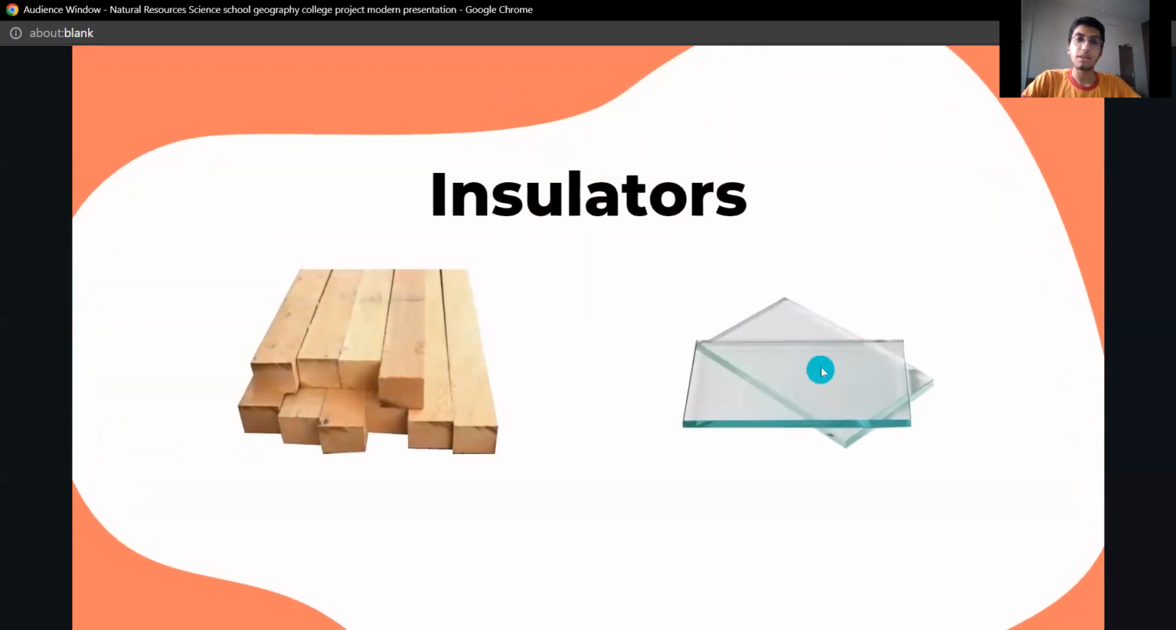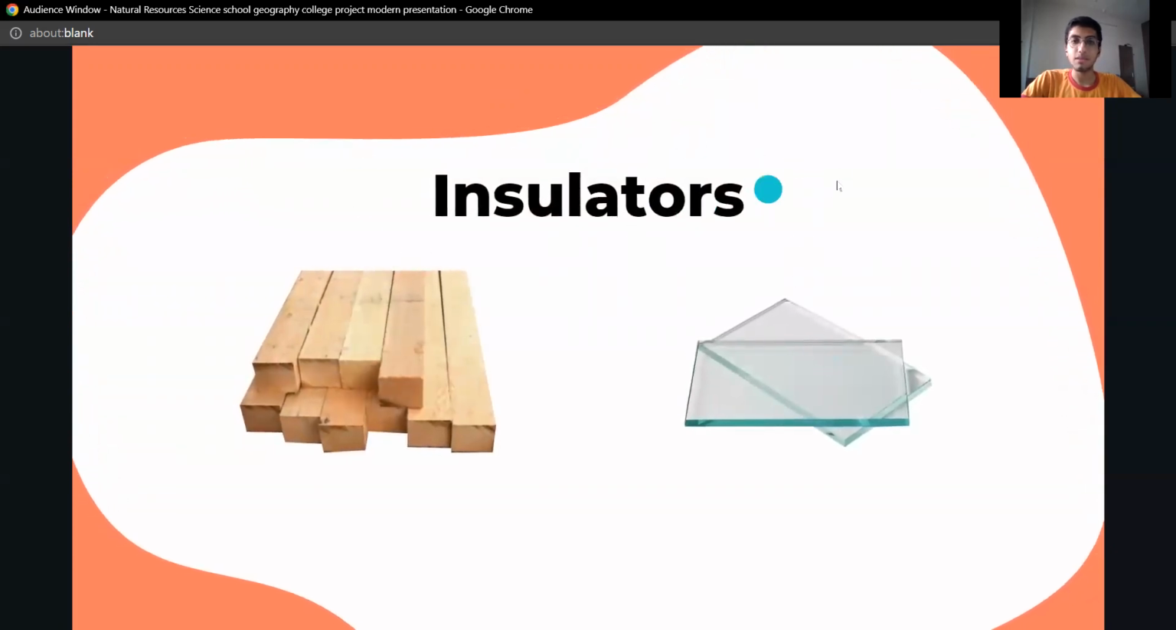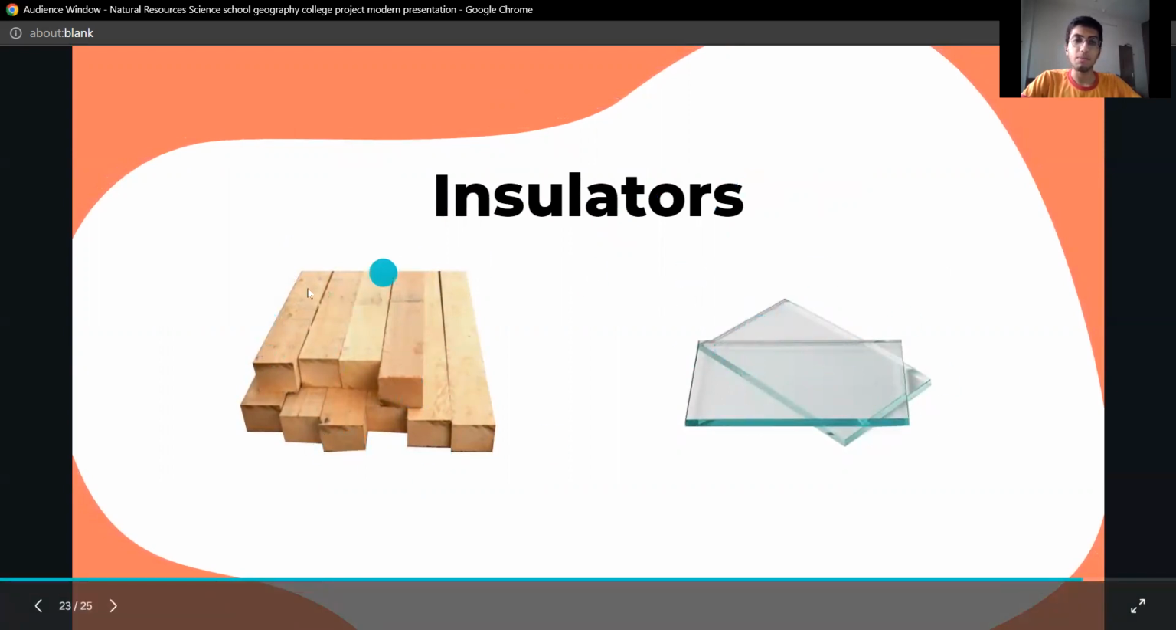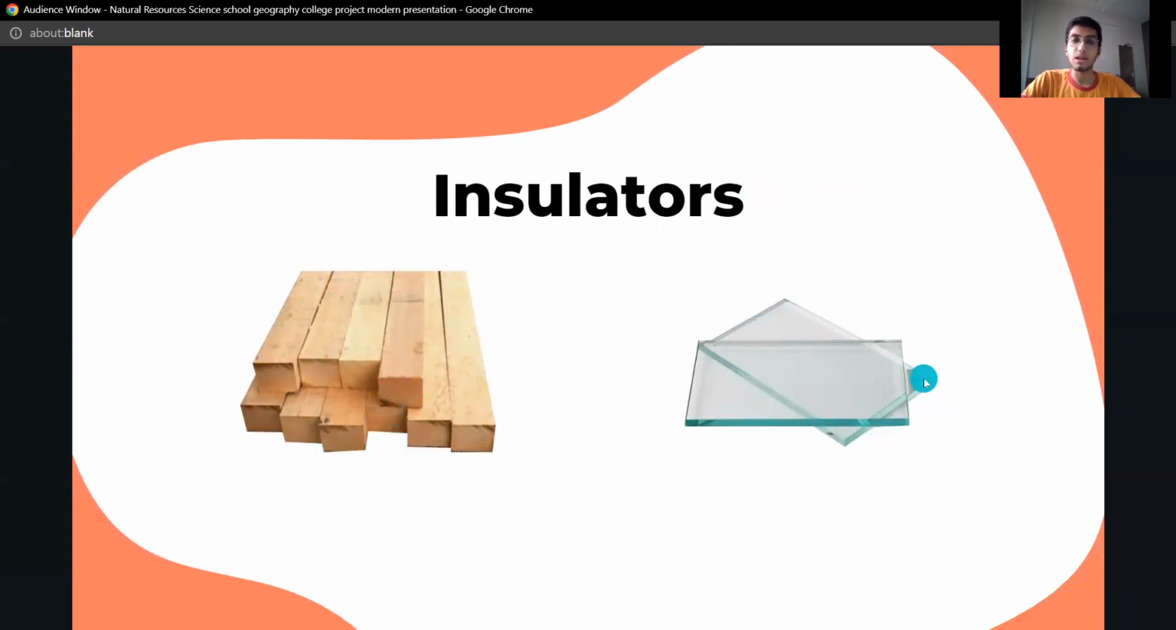And now insulators, these are the substances which cannot conduct electricity through them. For example, wood, glass, silica, plastic, anything. And these can't conduct electricity through them. That's why they are termed as insulators.